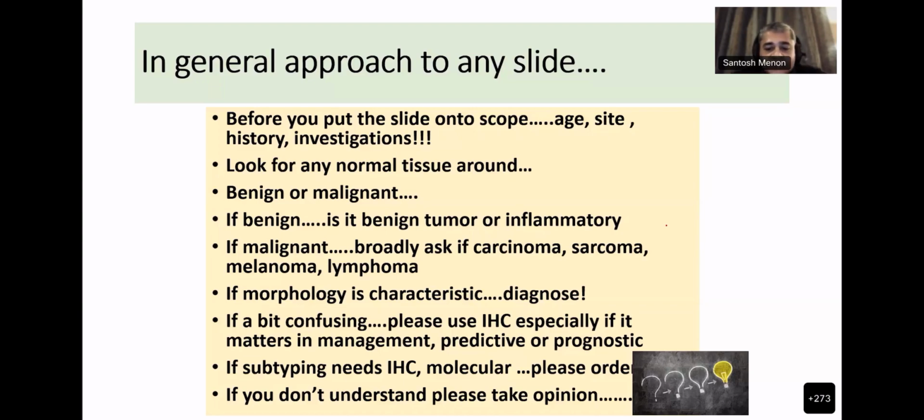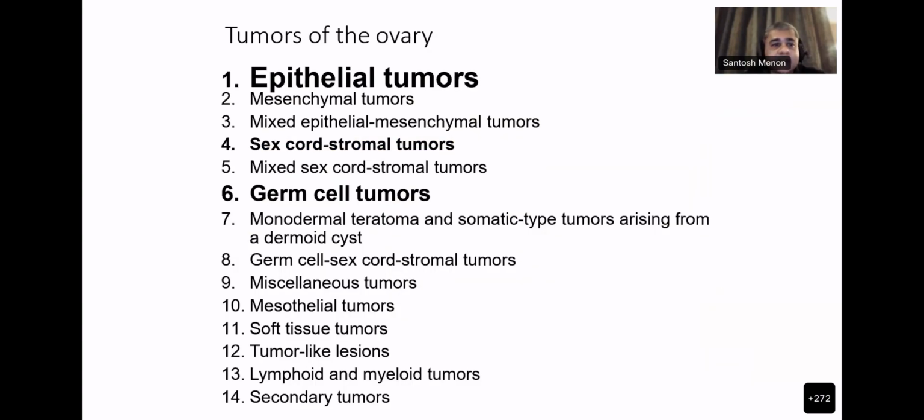If the morphology is characteristic, you can easily diagnose. You need not do IHCs. But in general, for the practice of oncopathology in the current era, you would need to do some ancillary techniques like immunohistochemistry, not only for diagnosis, but for predictive and prognostic markers. And if subtyping is needed, you need to do certain IHCs and molecular tests. So this is the general approach to any slide for the youngsters and the students. With that, we go to our cases.